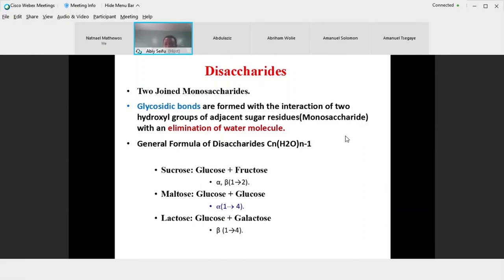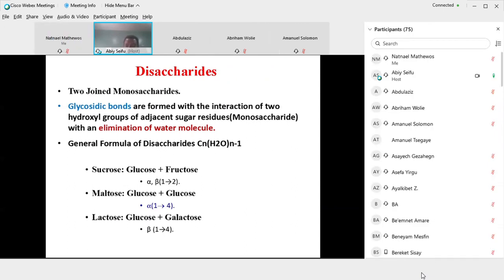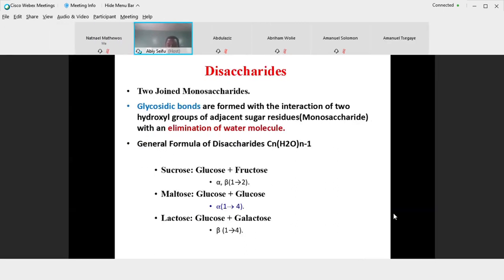By alpha beta 1 2 glycosidic linkage, sucrose can be formed. Whereas maltose is formed by combining two glucose molecules, and the linkage is alpha 1 4. In the case of lactose, one glucose molecule reacts with a galactose molecule to form lactose. Lactose is formed by beta galactose and glucose. The galactose should be in beta form.